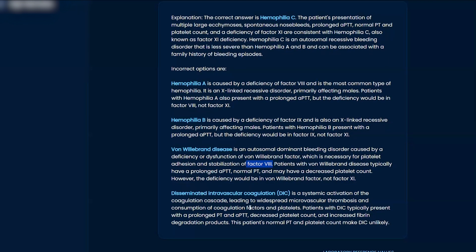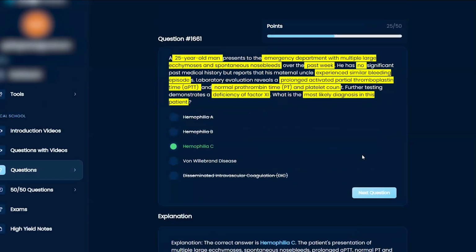Yep. So then they're gonna bleed from every orifice, right? Spontaneous bleeding, right? Prolonged everything, bleeding time, decreased platelets, everything's messed up in DIC.